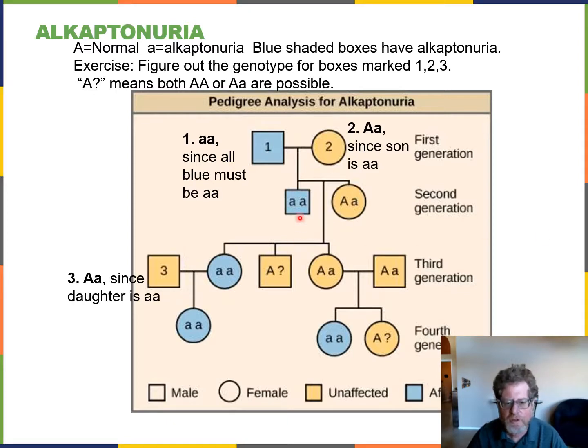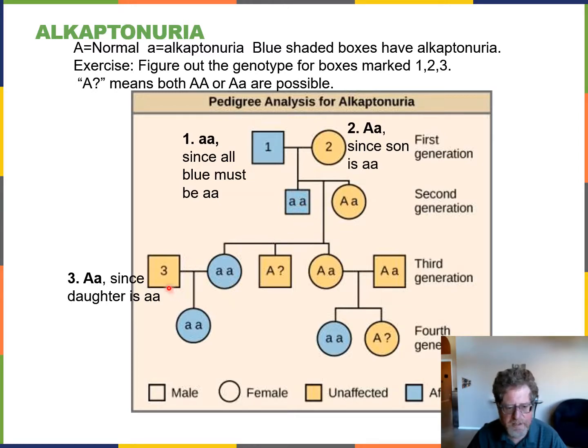Okay, so all the blue boxes have the disorder. It's a homozygous recessive disorder. So all the blue boxes are little a, little a. That's the only possibility. So box number 1 is little a, little a. Okay. Second question is, how about parent number 2? Okay, so the mom has an offspring with the disorder. The father gave a little a, and since she had an offspring with the disorder, she has to be big A, little a. She's big A because she doesn't have the disorder, but she's little a because she produced an offspring with the disorder. Okay?